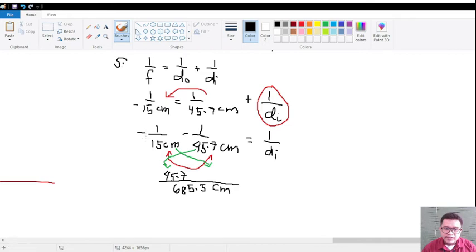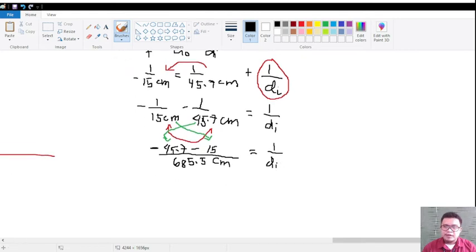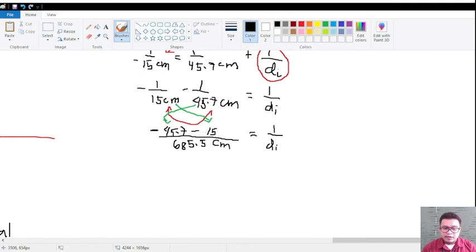45.7. Take note, there's a negative sign here, so don't forget that. Negative. Minus 685.5 divided by 45.7 is equal to 15. That's what I was trying to tell you a while ago. Okay? 15 is equal to 1 over di right now. Now all you need to do is once again just operate what is happening here on the numerator. Negative 45.7 minus 15 is just the same as adding 45.7 plus 15. So negative 45.7 minus 15 is equal to around what? Negative 60.7. Right? So that's negative 60.7 over 685.5 cm, which is equal to 1 over di.